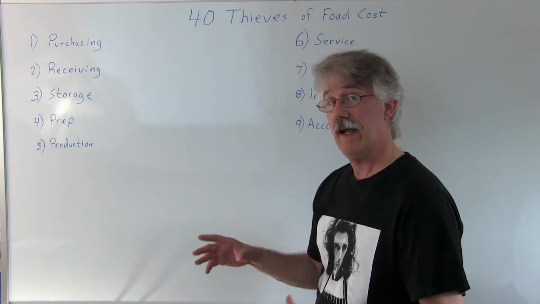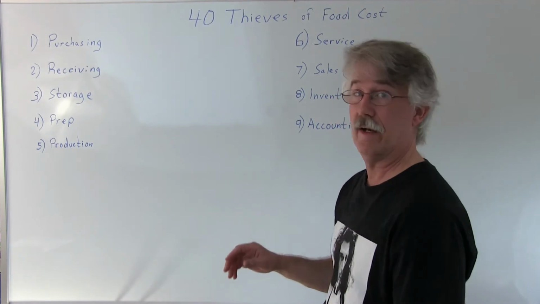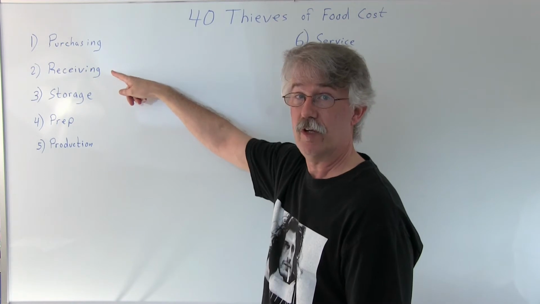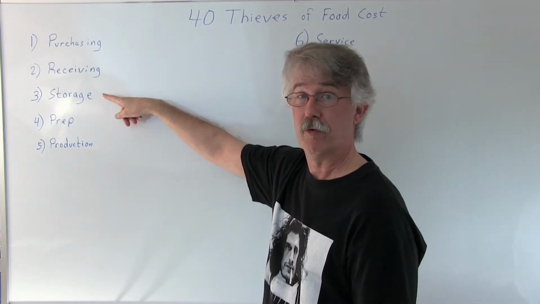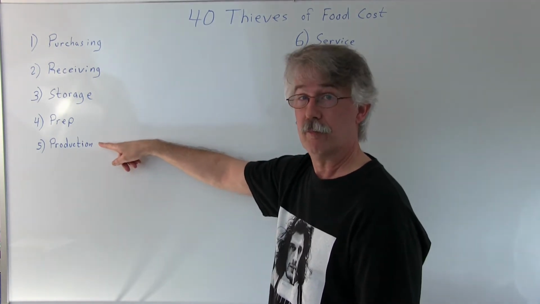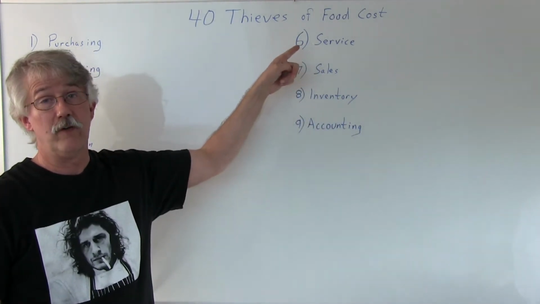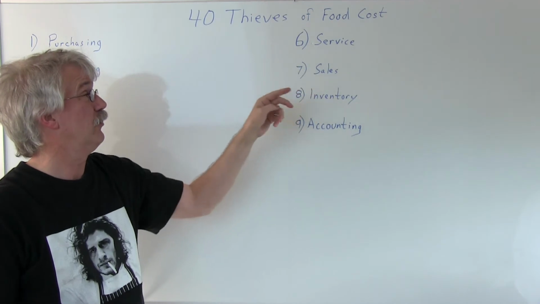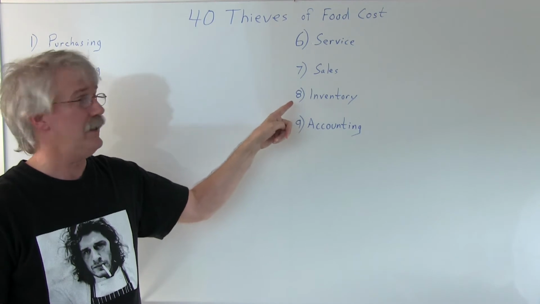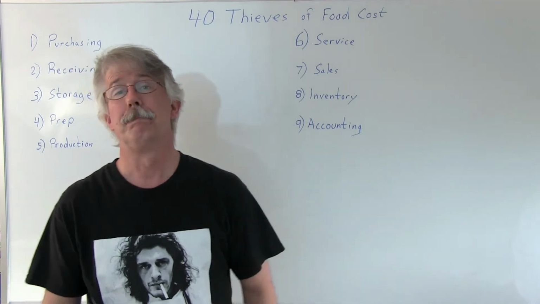Specifically, there are 9 major areas that you need to have control of in order to manage your food cost. One is your purchasing procedures. Next is your receiving procedures. Then proper storage and rotation, prep specs, production procedures, your service protocols and ways that you can lose money or damage food costs during service. Same for sales. Inventory is especially key. And finally, your accounting department and holding them accountable.